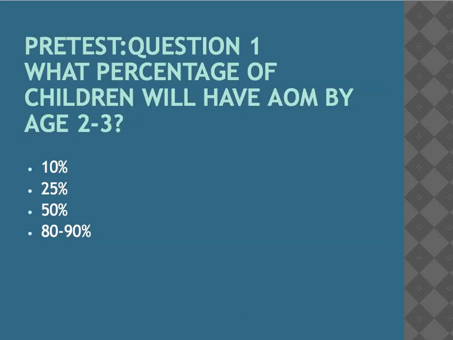Now let's move on to a little pretest. Question 1. What percentage of children will have an acute otitis media by ages 2 to 3? If you picked 80 to 90%, you were correct.